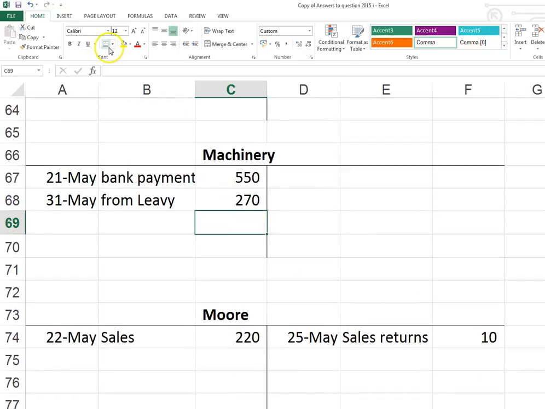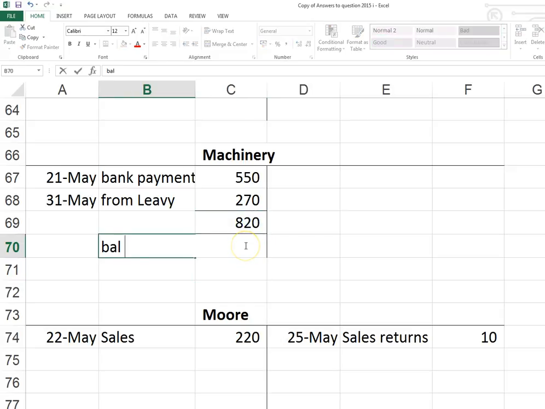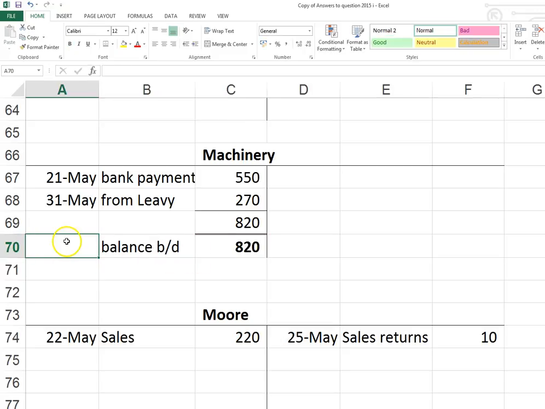Machinery, please say we're near the end. 800, oh, what am I on? 23 minutes, because I want to just not have it too long. So the balance brought down is 820, 31st of the 5th.